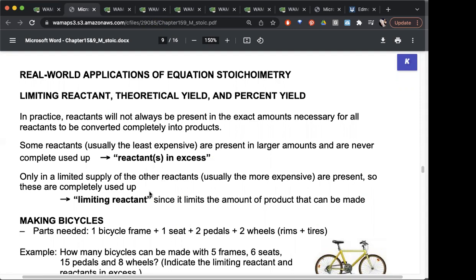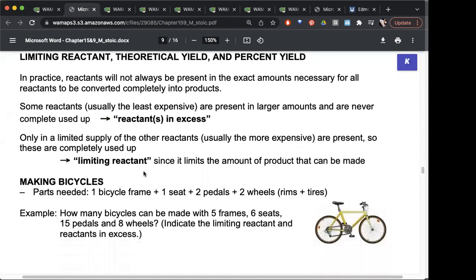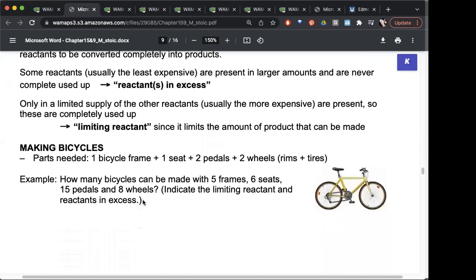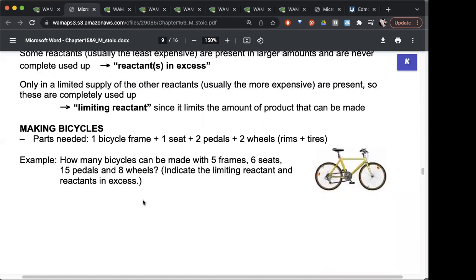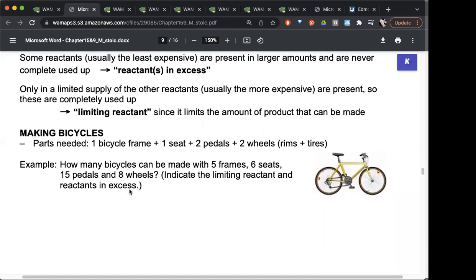Okay. All right, we'll keep going. So if we were going to sell a bicycle, we need the whole thing. You're not going to sell a bicycle with one wheel, for example. So it's like our recipe for the bicycle is one frame, one seat, two pedals, and two wheels. And there's some other parts, but let's just work with that.